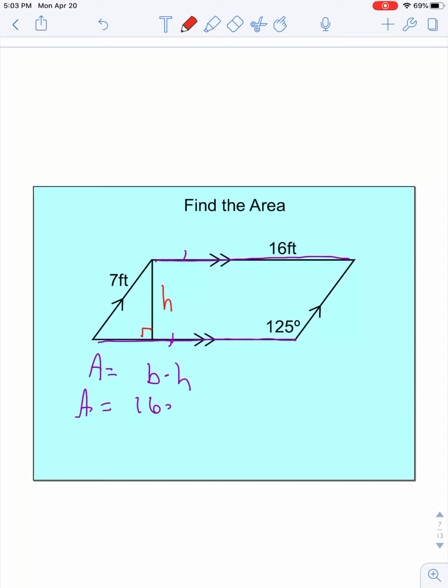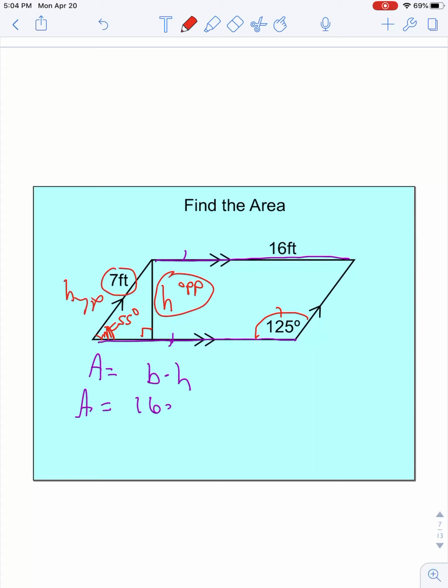So I'm going to actually have to go back and use trig, SOHCAHTOA. I'm going to have to use trig to find this height. Well, how do I do that? Because I don't know this angle. But I do, because in a parallelogram, we know that this angle right here and this second angle right here are consecutive interior angles, so they're supplementary. So if I take 125 and I subtract that from 180, what I get is this angle right here is 55 degrees. So now I look at this: H is the opposite, and this 7 right here is the hypotenuse.